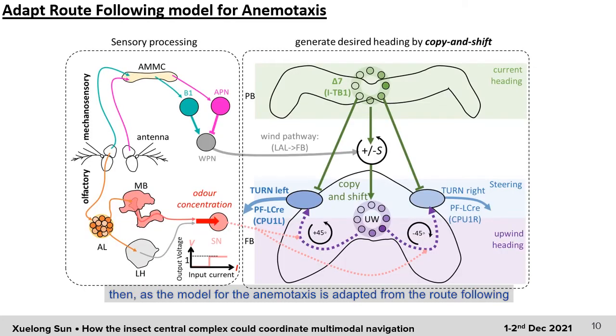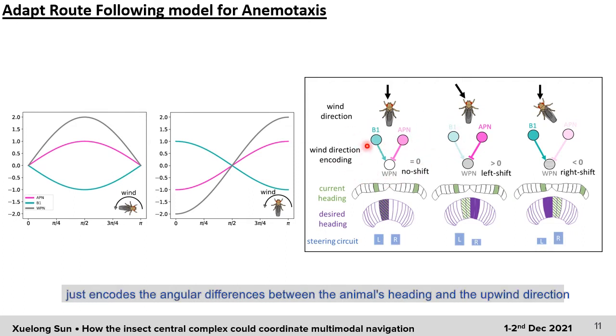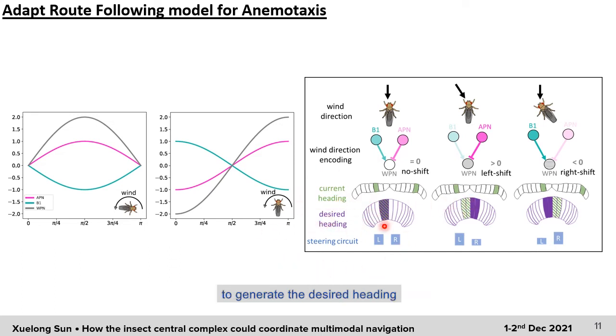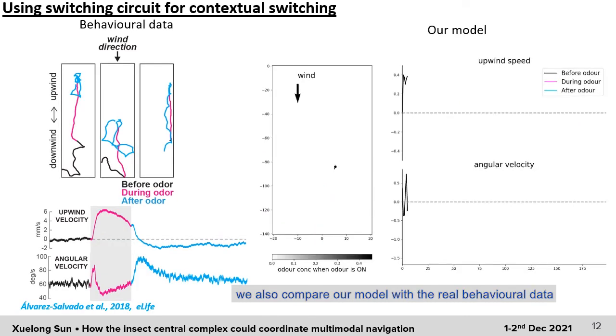Then, the model for animal taxis is adapted from road following with two neural pathways. One is for the upwind direction encoding, and another is for the olfactory processing. It is worth noticing here that the WP neurons just encode the angular difference between the animal's heading and the upwind direction. So it could provide a signal of the amount by which the current heading should be shifted to generate the desired heading. We also compare our model with real behavioral data.